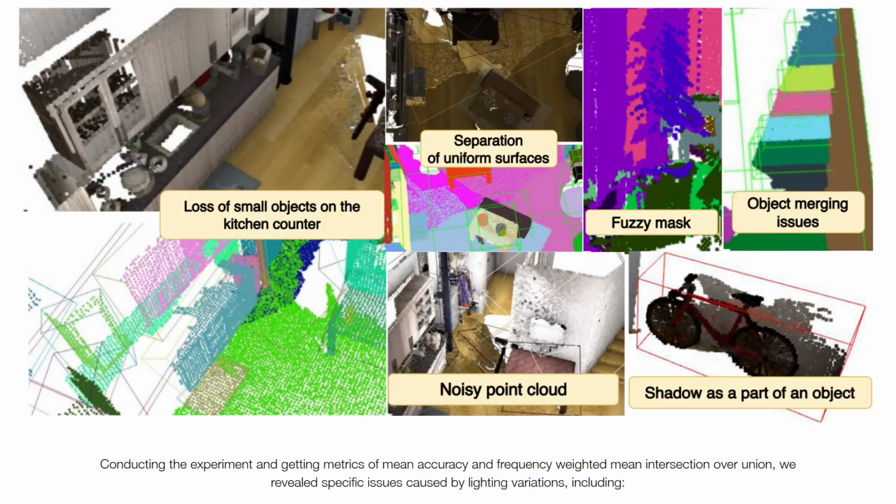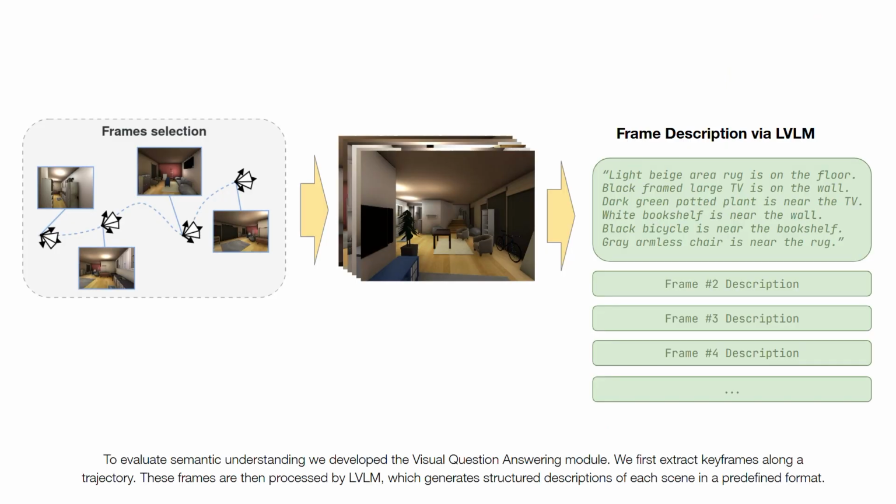Conducting the experiment and getting metrics of mean accuracy and frequency-weighted mean intersection over union, we reveal specific issues caused by lighting variations, including segmentation errors due to illumination changes, loss of small objects during reconstruction, noisy point clouds, and misclassifications of shadows as objects. To evaluate semantic understanding, we developed the visual question-answer model.